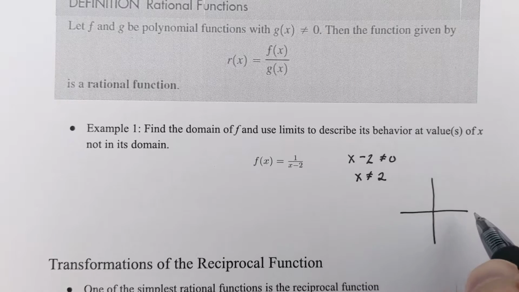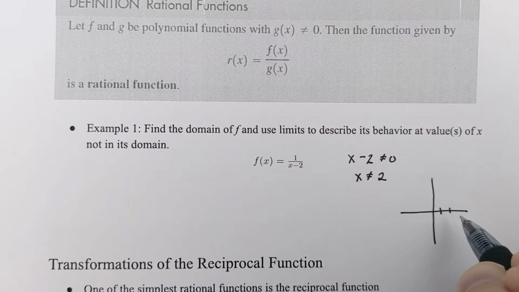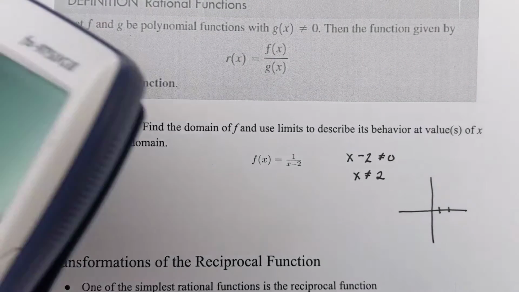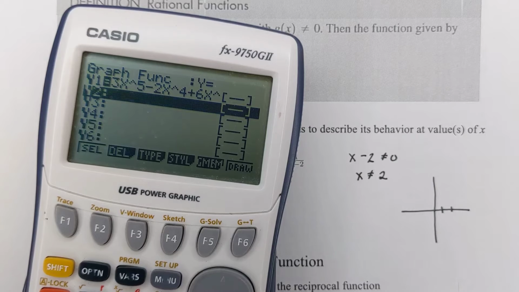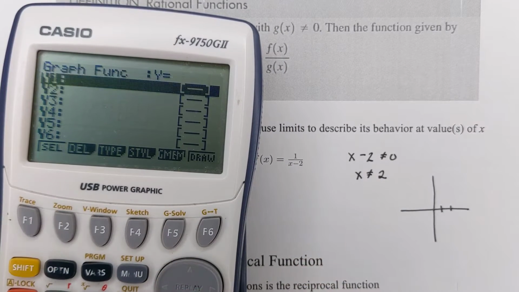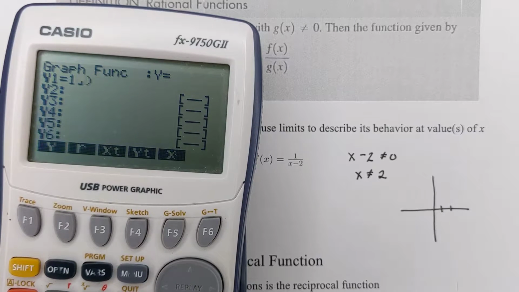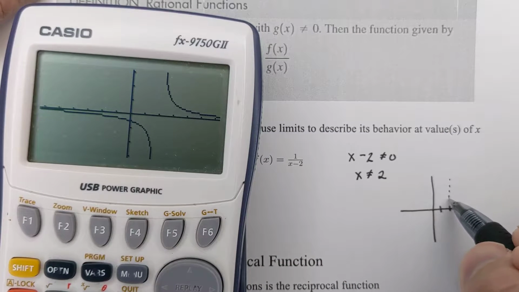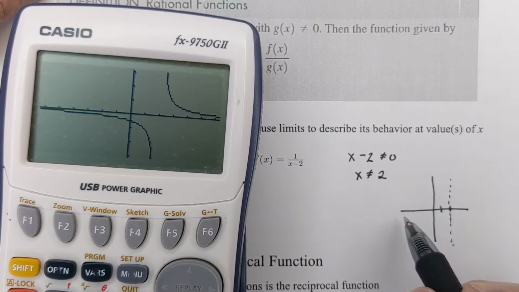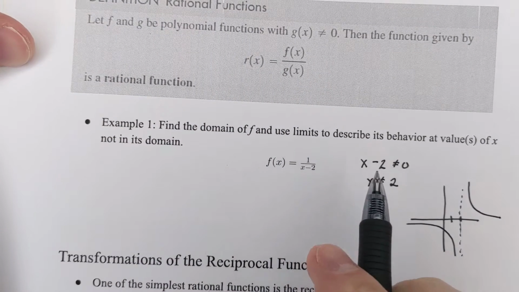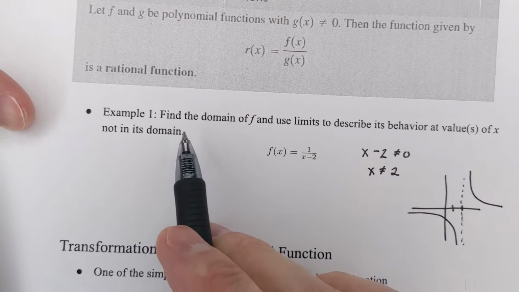If we look at the graph, there's 2. What is it? 1 over quantity x minus 2. Draw. Here, there we go. So we've got a vertical asymptote right there, and the graph does something like this.